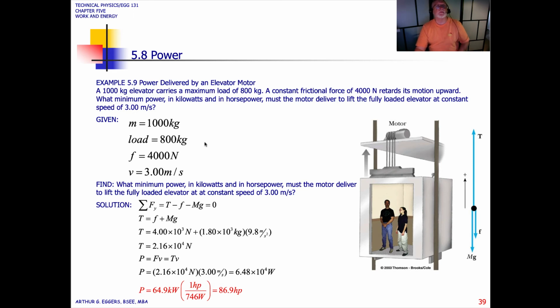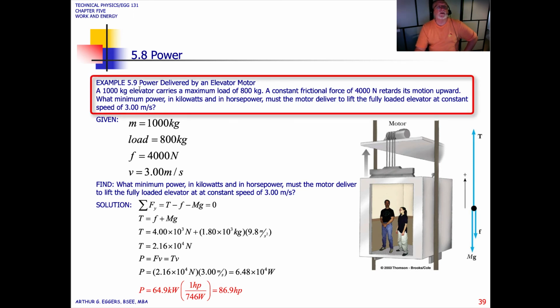So, last example. Power delivered by an elevator motor. A 1,000 kilogram elevator carries a maximum load of 800 kilograms. A constant frictional force of 4,000 newtons retards its motion upward. What maximum power in kilowatts and in horsepower must the motor deliver to lift the fully loaded elevator at a constant speed of 3 meters per second? It sounds complex, but let's take it apart and look at it in pieces.